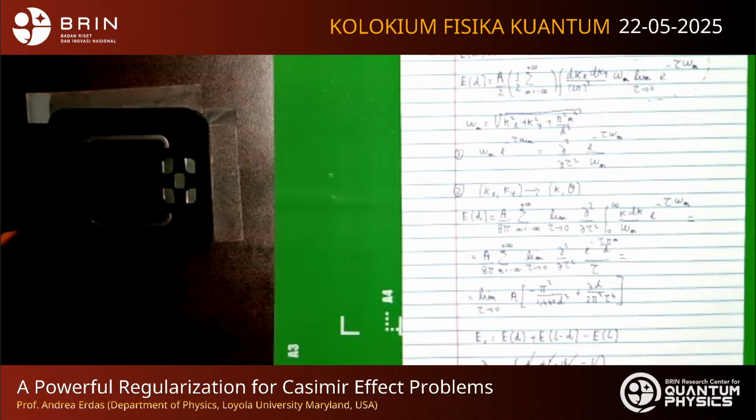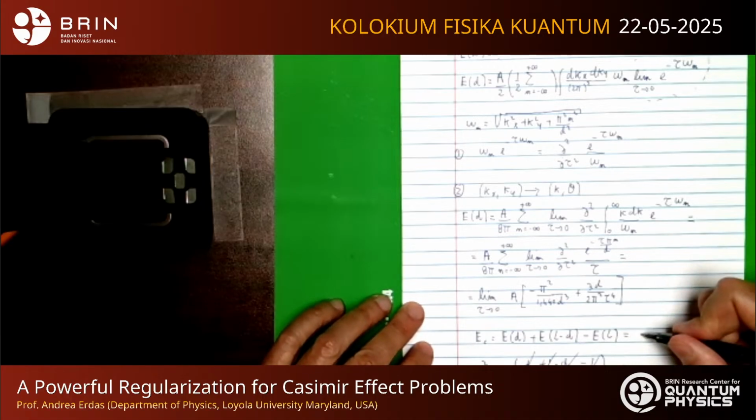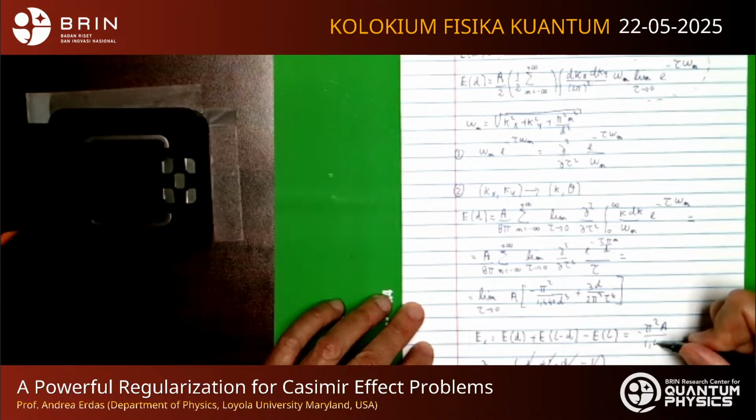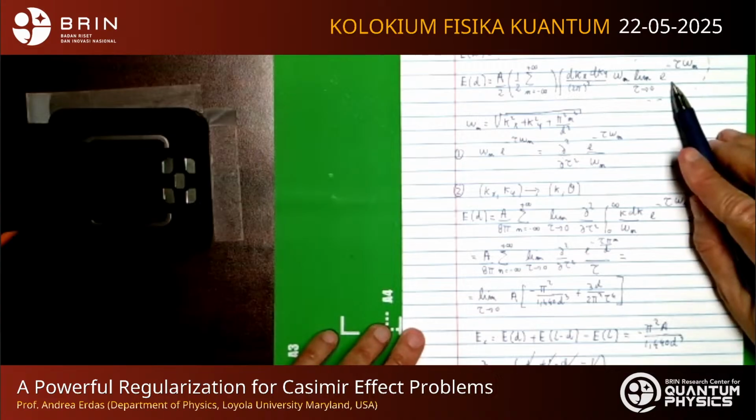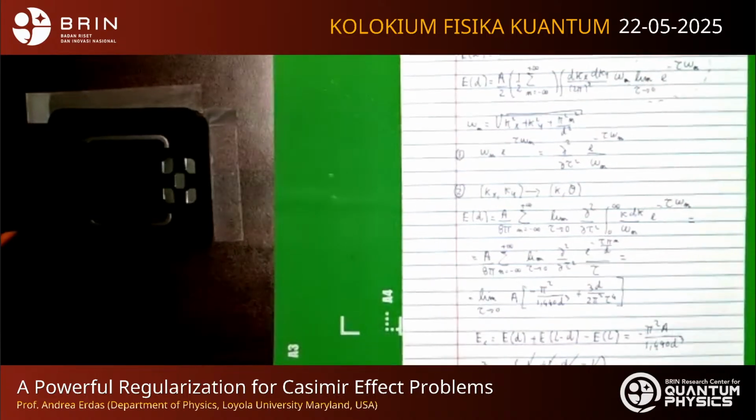I was able to obtain a finite result, which is this: minus pi squared A over 1,440 d to the power cube. So it's possible to do this with a standard regulator, which is this type. And now I'll show you how much easier it is, or in my opinion, at least, how easier it is to do it with the Zeta function technique.